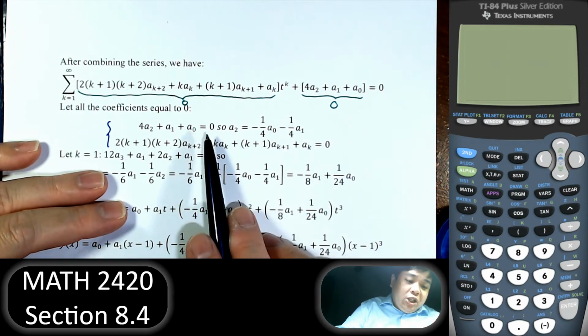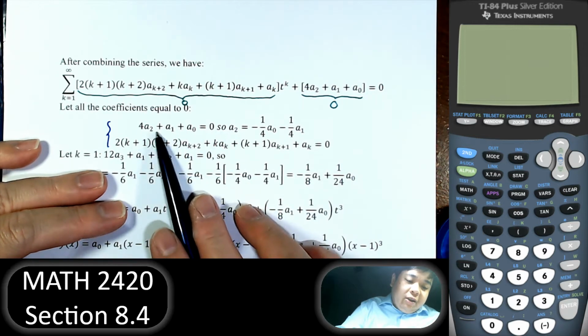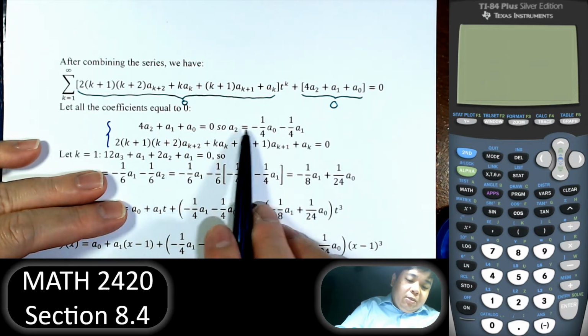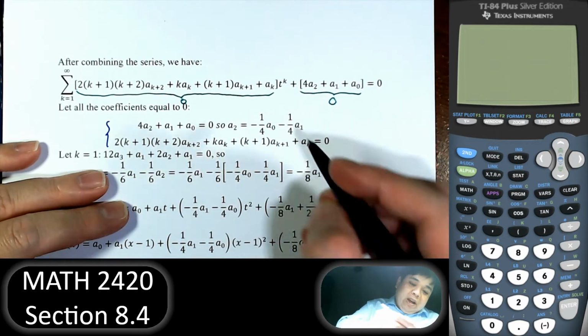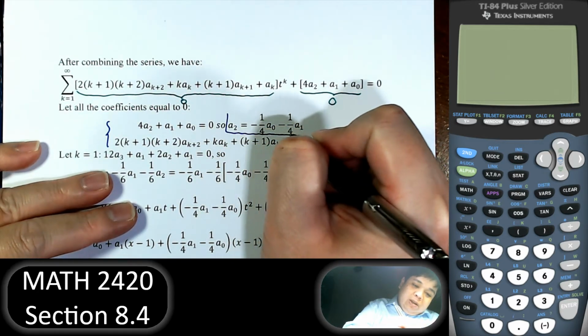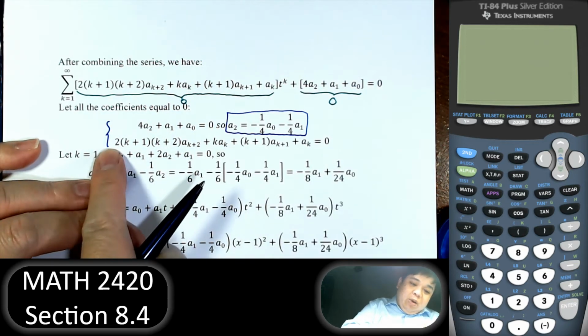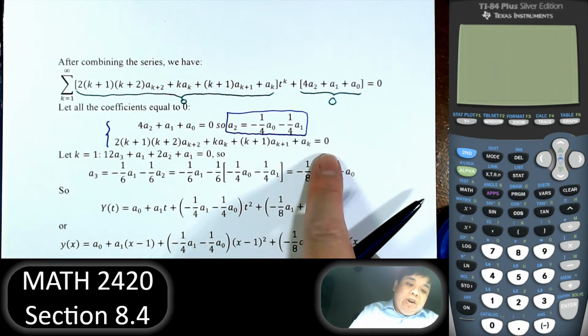So to solve for A2, we subtract A1 and A0 on the other side and divide by 4. So that's what we have. So A2 is equal to this. And then we have that along with the coefficient.